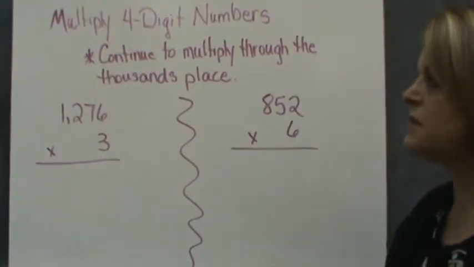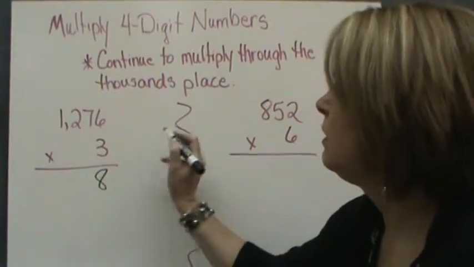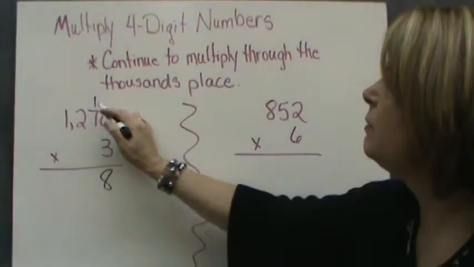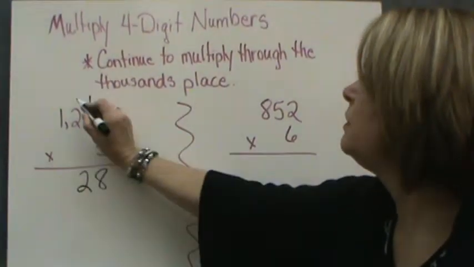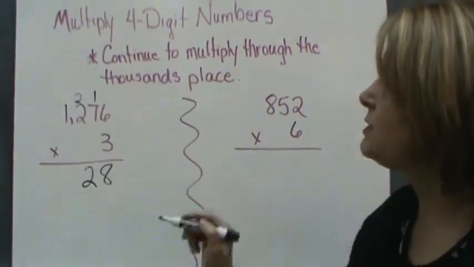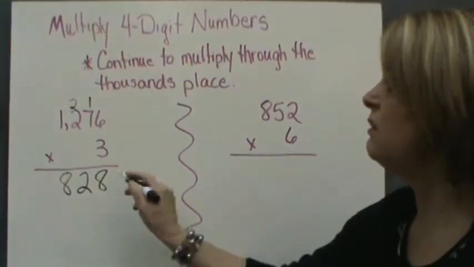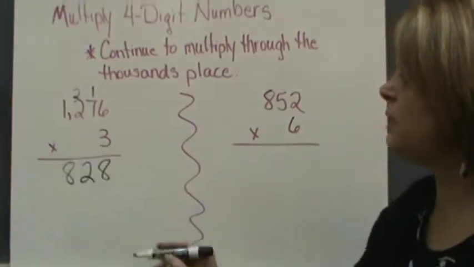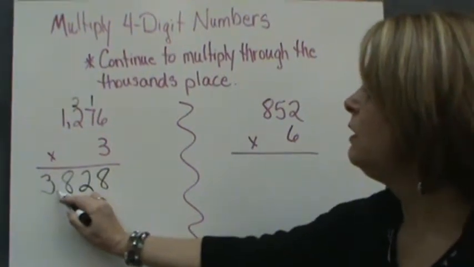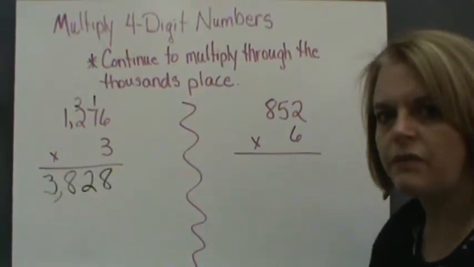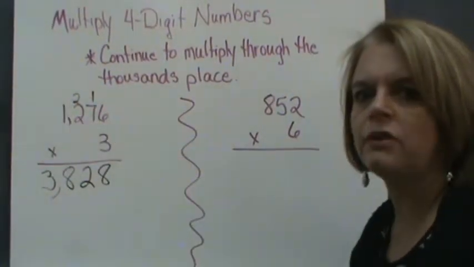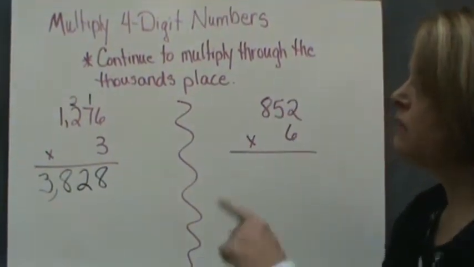3 times 6 is 18. Carry my 1. 3 times 7 is 21. Plus 1 is 22. 3 times 2 is 6. Plus 2 is 8. I don't have 8 to carry that time. 3 times 1 is 3. Count over for my comma. 1, 2, 3, comma. So 1,276 times 3 is 3,828.